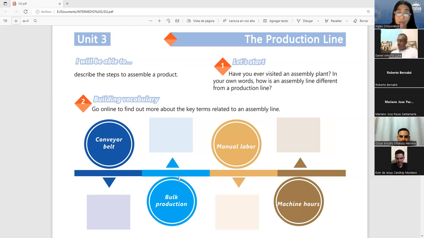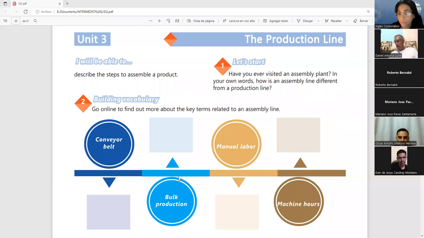Here we have building vocabulary: go online to find out more about the key terms related to assembly line. These vocabulary words are related to an assembly line, not a production line. Here we have conveyor belt, bulk production, manual labor, and machine hours. Look at the vocabulary that we have here. Do you understand all of them? Do you know what a conveyor belt is? What about bulk production, manual labor, and machine hours? Can you define what these things are in your own words? Do you know what a bulk production is? Does anybody know what it means, at least?